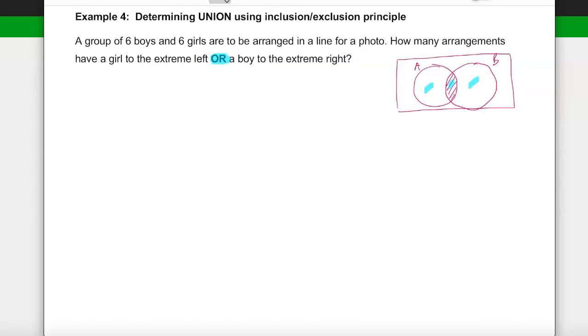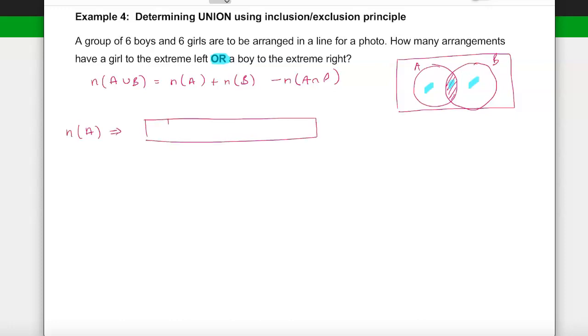So what I'm going to do is consider the idea of our addition principle. So I'm going to call A the girl being to the extreme left. So if I represent this by a rectangle, I'd have a choice of 6 girls I could put to the extreme left. And once I place her, I can place the 11 leftover students in any sort of arrangement. Now, if I consider set B being the boy to the extreme right, I've got 6 boys I could place in that position. And then once I place a boy there, I've got 11 students to then arrange in 11 factorial ways.